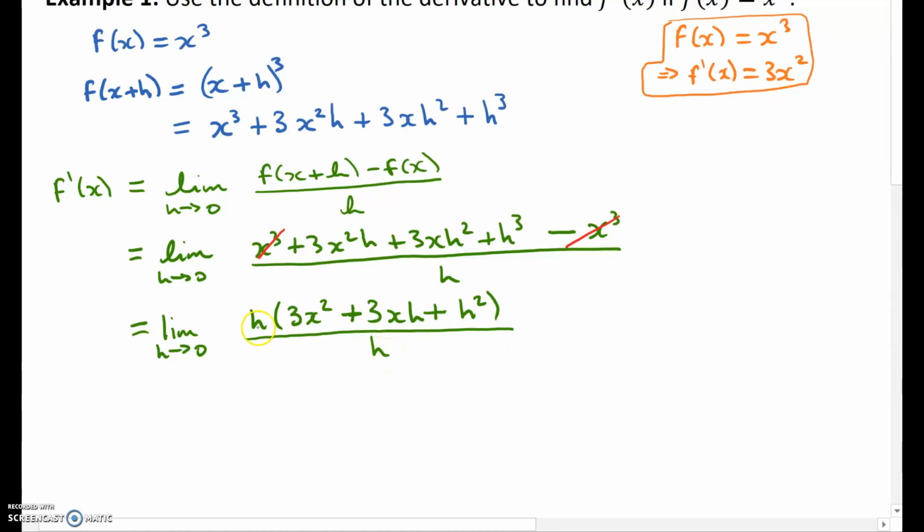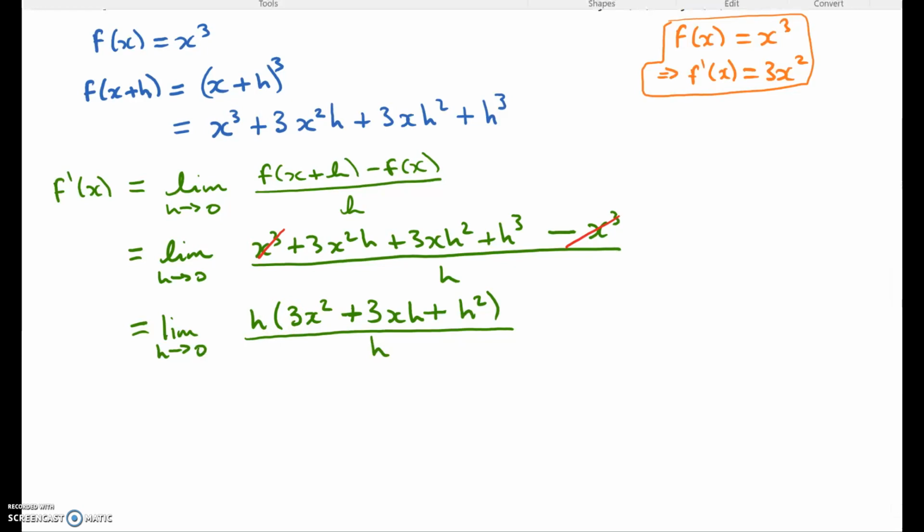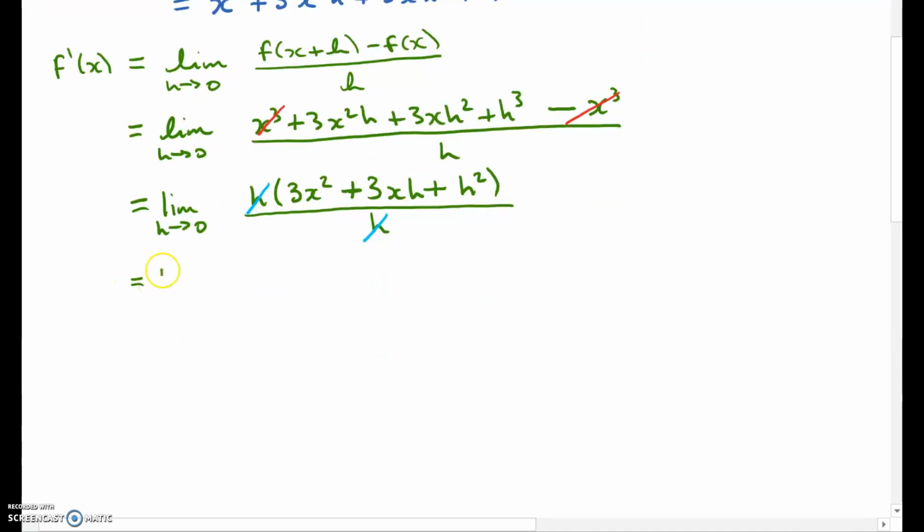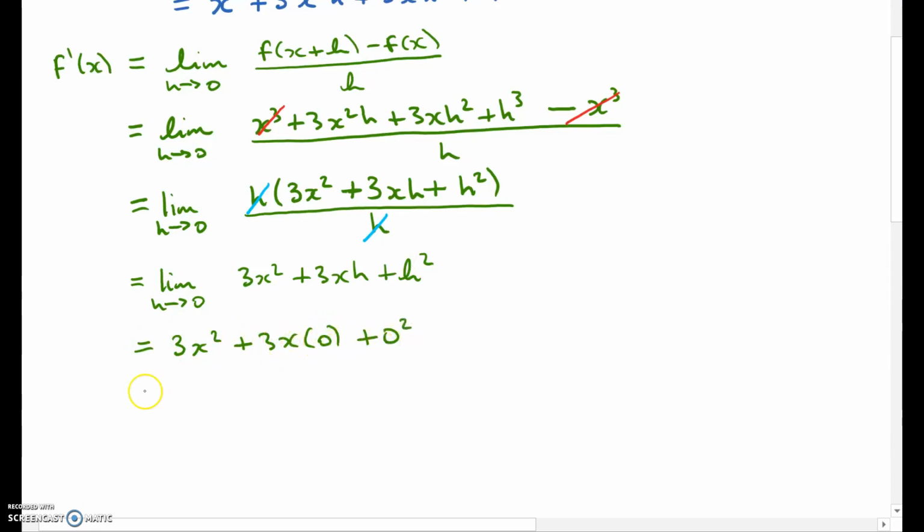Now, the h on top is outside parentheses, which means it's available for cancelling. So we can reduce this fraction by cancelling that h with that one. And now, what we've got, if we look at this, is the limit as h approaches 0 of 3x squared plus 3xh plus h squared. And if we substitute now, that's going to be 3x squared plus 3x times 0 plus 0 squared, which is going to be 3x squared.